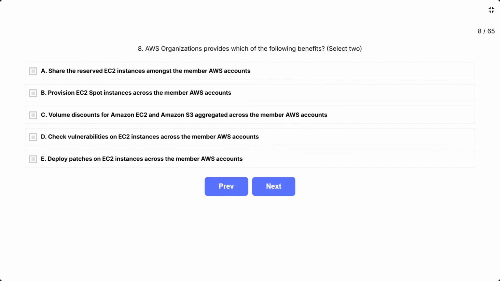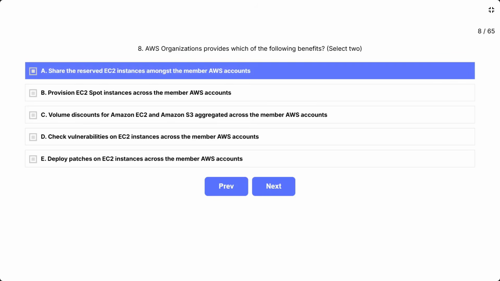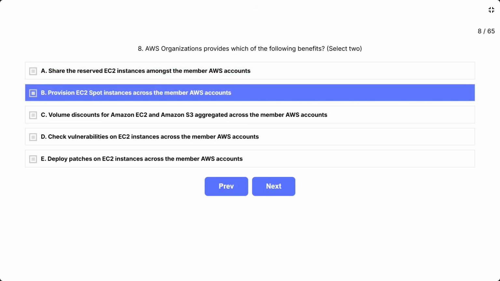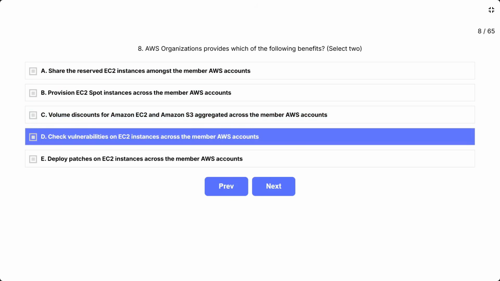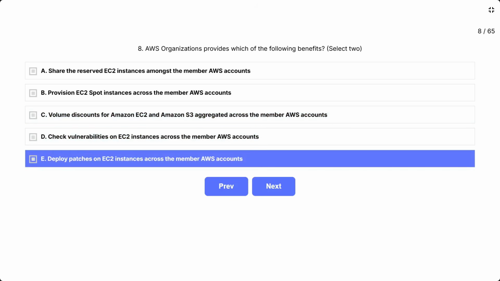Question 8. AWS Organizations provides which of the following benefits? Select 2. The options are A. Share the reserved EC2 instances amongst the member AWS accounts. B. Provision EC2 spot instances across the member AWS accounts. C. Volume discounts for Amazon EC2 and Amazon S3 aggregated across the member AWS accounts. D. Check vulnerabilities on EC2 instances across the member AWS accounts. E. Deploy patches on EC2 instances across the member AWS accounts.